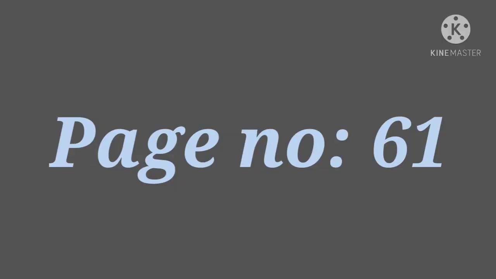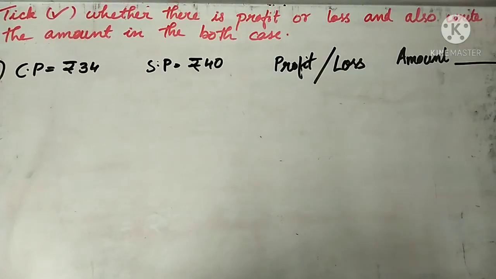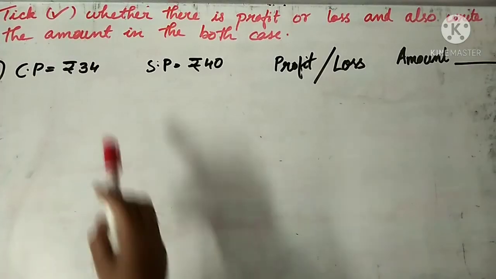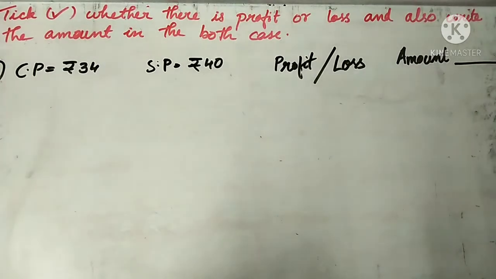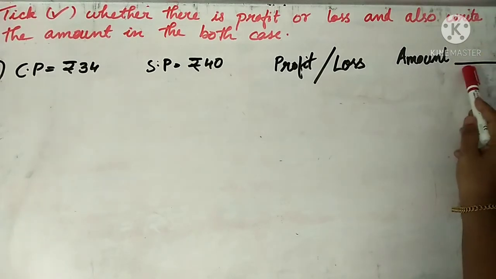Now let's do some questions on page number 61. Question: tick whether there is profit or loss. From this we have to identify whether there is profit or loss, and also write the amount in both the cases. Whether it is profit or loss, we have to write how much it is.